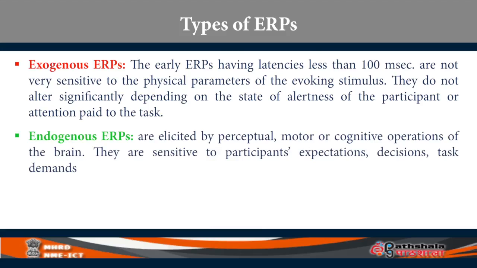Endogenous ERPs are elicited by perceptual, motor, cognitive or linguistic stimuli reaching the brain, and they are sensitive to participants' expectations, decisions, and task demands. And you would have figured out that endogenous ERPs are what are monitored when we are trying to study in neurolinguistic research.